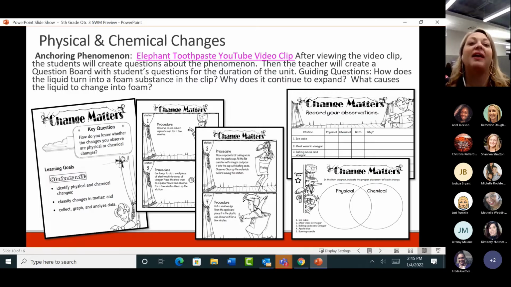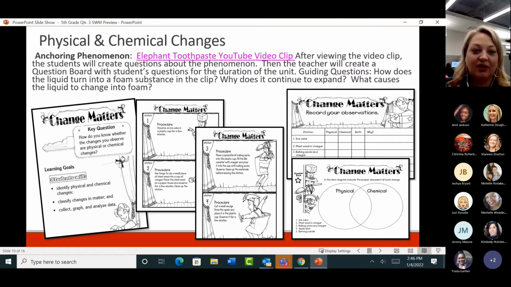Things like that. And then you're creating that question board with the students' questions, and you're going to use that board through the duration of the unit. For this particular one, I would propose, after the students come up with their questions, I would guide them to some guided questions, such as how does the liquid turn into a foam substance, and why does it continue to expand, and what causes the liquid to change into foam?